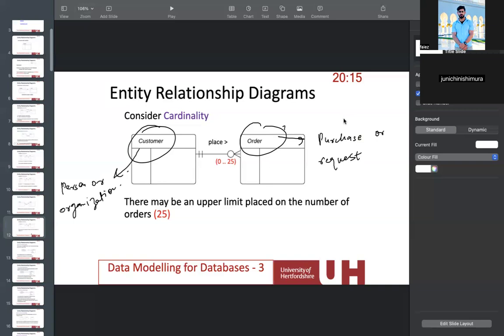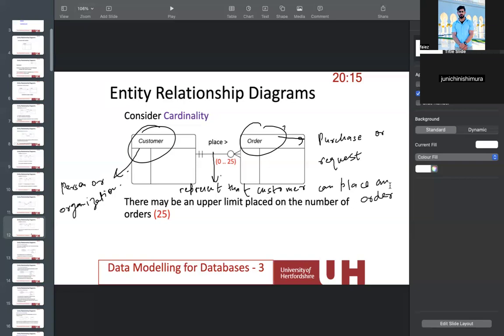The relationship line labeled here, which is basically this line, indicates that a customer can place an order. And what is the next 0..25 written there? That is called cardinality, which tells you the number of orders a single customer can place.